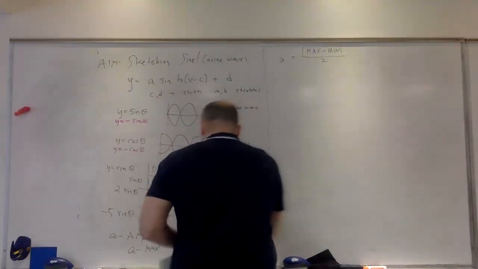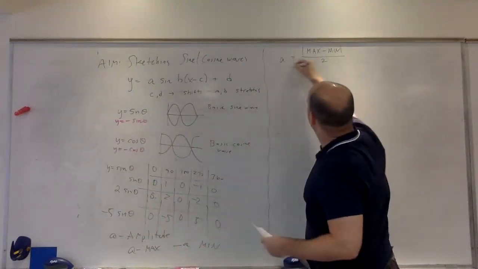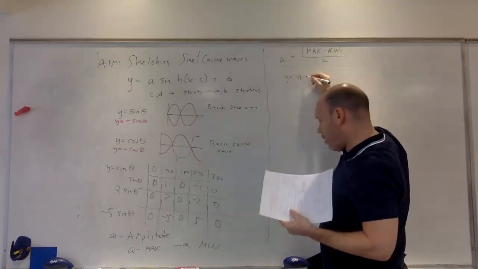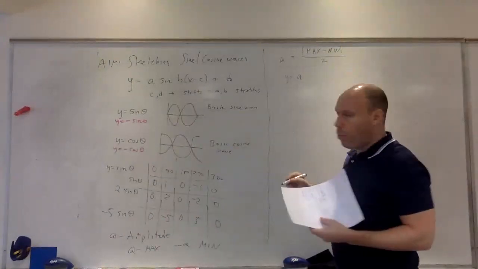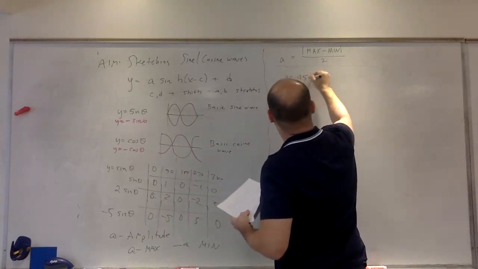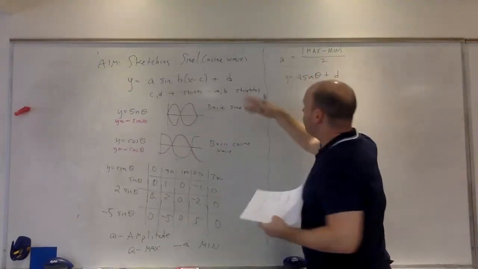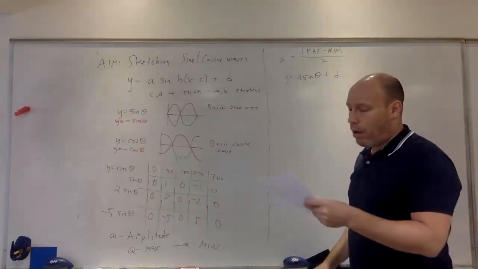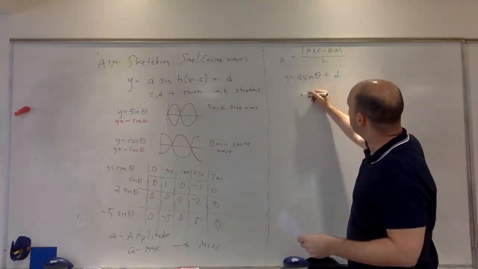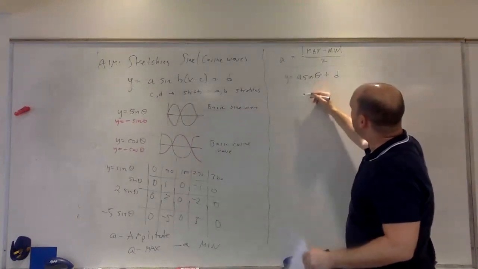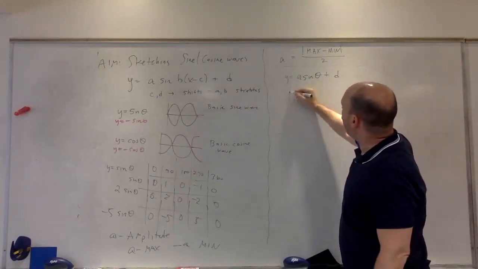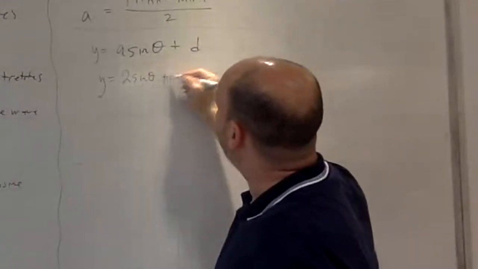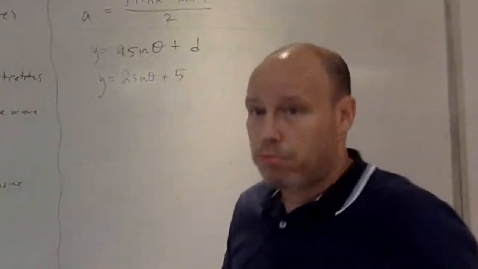Now, let's add a shift. Let's add the vertical shift. We're interested in what's going on with y equals A sine theta plus D. How does that affect it? Let's take an example: y equals 2 sine theta plus 5.